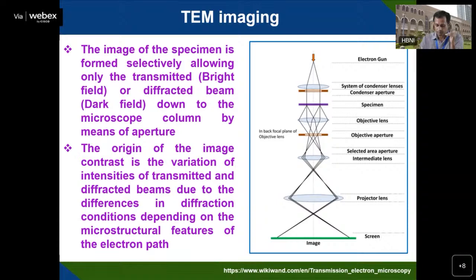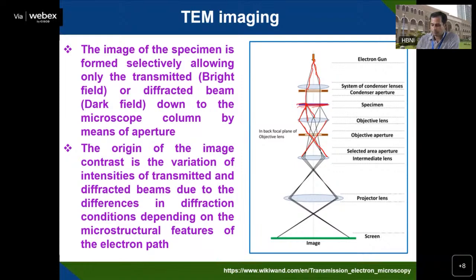You can see here that the electron beam is coming and falling on the different lenses, and finally here is the specimen. After the beam falls on this specimen, you can see some of the beam goes like this and some of the beam goes like this. The beam which goes directly is called the direct beam, and the beam which is diffracted, if you collect it, then you will be able to get the dark field image.